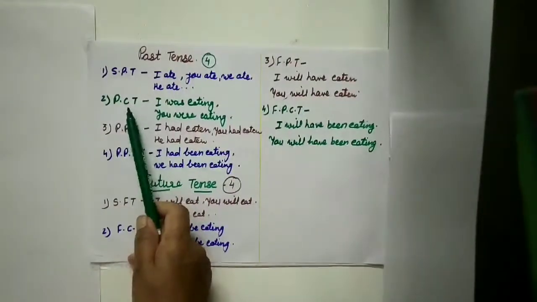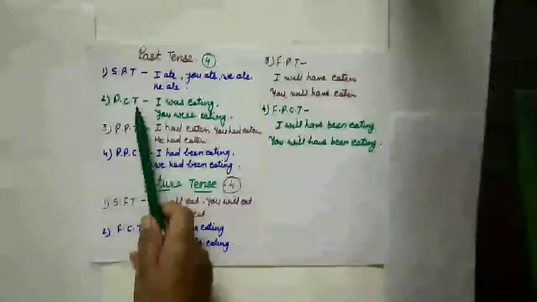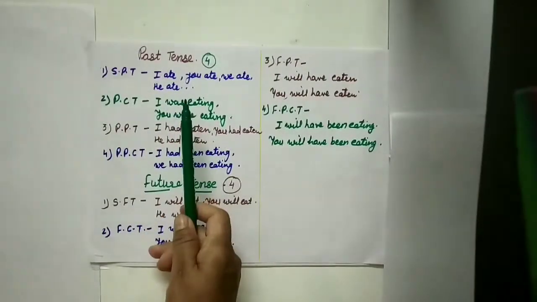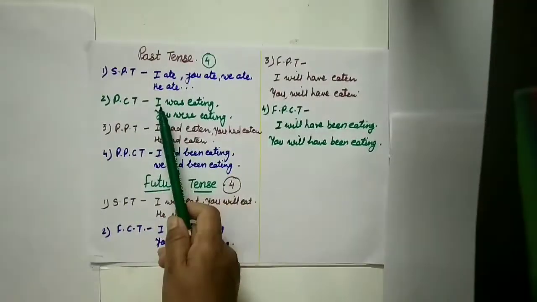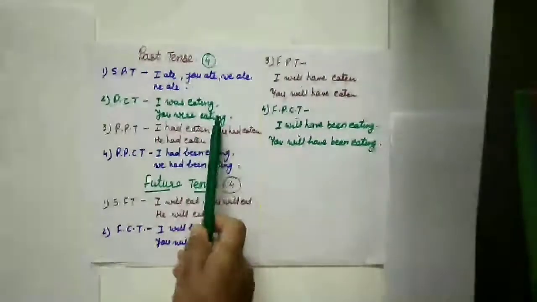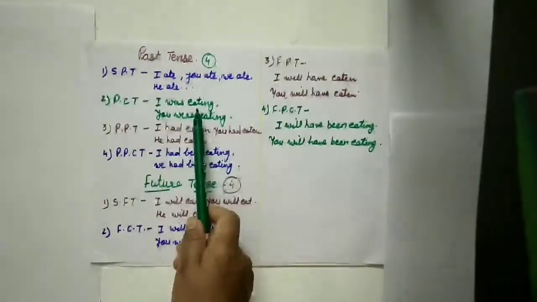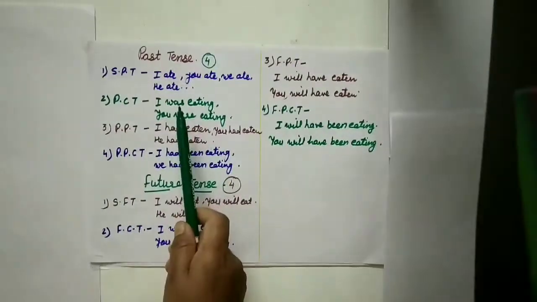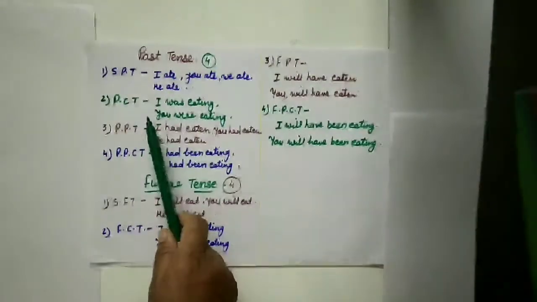Next is the past continuous tense. It is used to denote an action going on at some time in the past. Here, I was eating, you were eating. Eating means these actions were going on in the past.